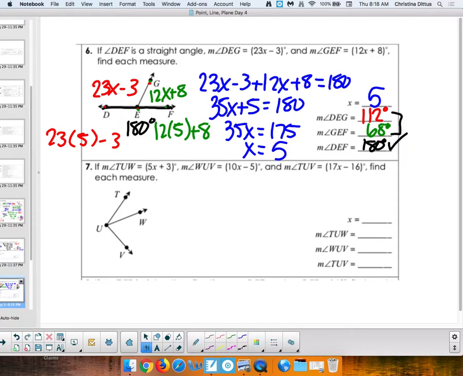TUW is 5x plus 3. WUV is 10x minus 5. And TUV, my whole thing, is 17x minus 16. I suppose I could have written that a normal way. Let me do that.